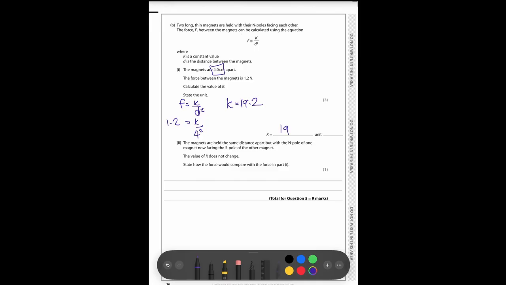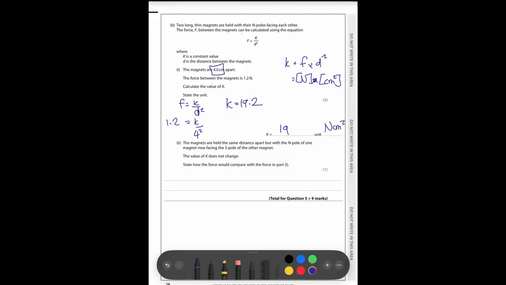Now this time to get the unit, it was still K equals F times D squared. But this time F was still in newtons, but D was in centimeters. So that's going to be centimeters squared. So it's going to be newton centimeters squared. Either way, I'm going to get full marks for this question. It just depends on how you want to do it.